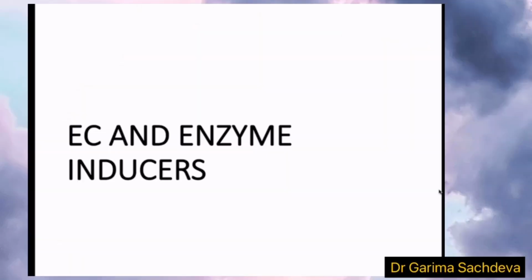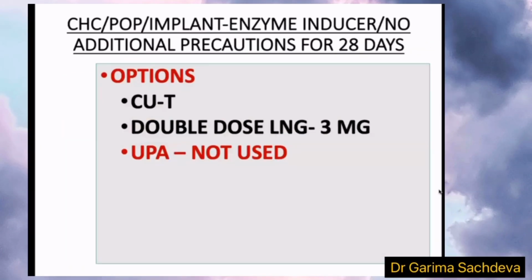As we have discussed, there are 3 contraceptive options that we have for emergency contraception. The first one is copper IUCD, the second one is LNG, and the third is ulipristal. When you are planning for emergency contraception, enzyme inducers don't affect the copper IUCD. It can be used. Ulipristal acetate generally should be avoided, and in case LNG has to be used, you have to give double dose, that is 3 milligram.